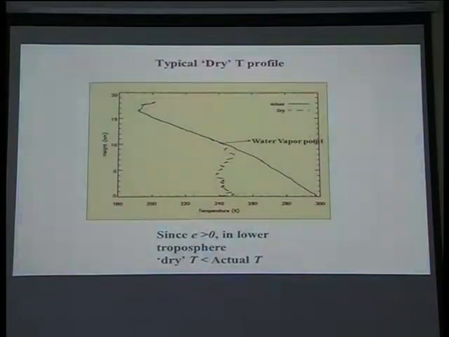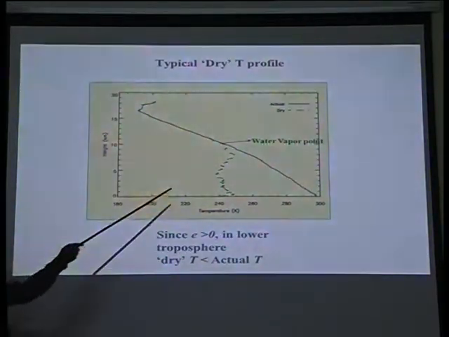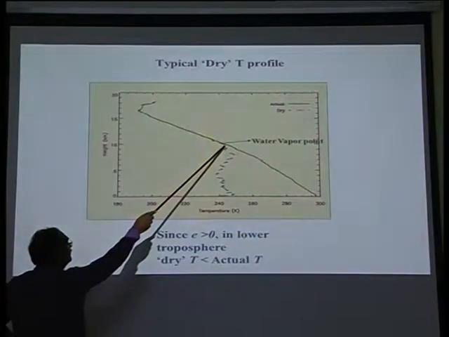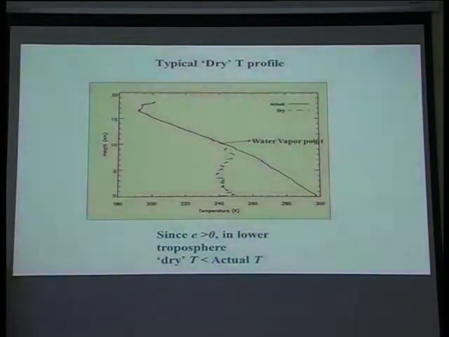I am showing just one typical dry temperature profile and actual temperature profile. What we define as the water vapor point is where dry temperature is almost equal to actual temperature. In the humid profile case, it will be somewhere around 9 to 10 km altitude, but in typically dry profiles it can come down also. So how do we detect that using refractivity profiles alone? That is the main point of my talk today.